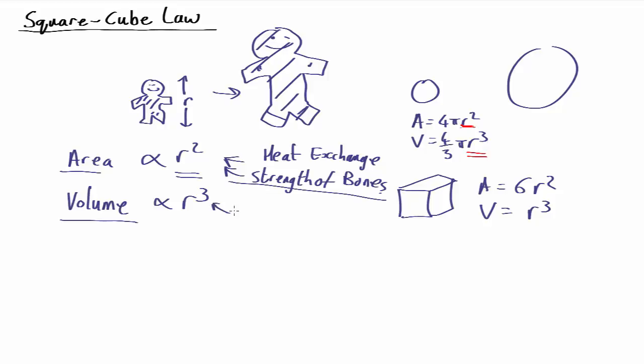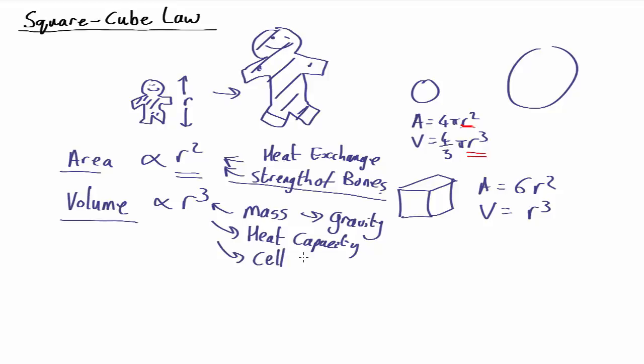Volume, on the other hand, will control the mass, assuming you have the same density. And as we saw elsewhere in the course, most things are going to have the same density. And hence, gravity is going to depend on the volume. Likewise, the total heat capacity, how much energy it takes to heat you up or cool you down. Number of cells, if it's biology, and many others.